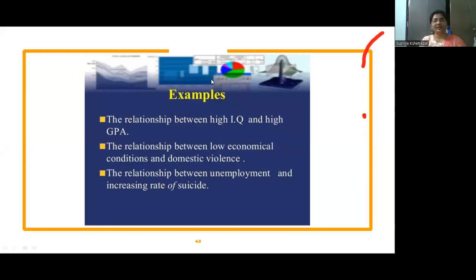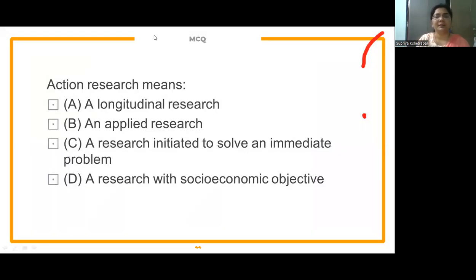Now examples are given here. Let us see. Now here some MCQs are given. Let us see. Action research means. Can anyone tell me? Action research means.